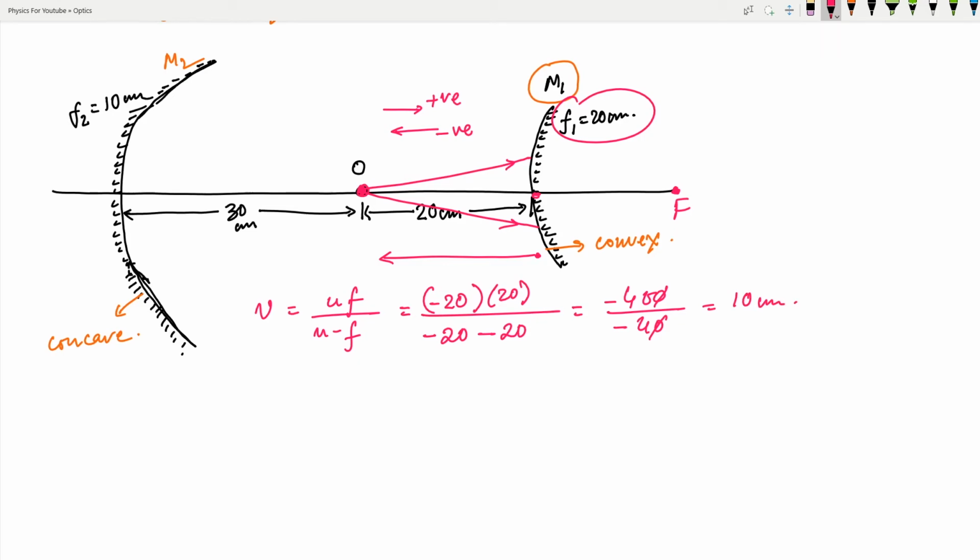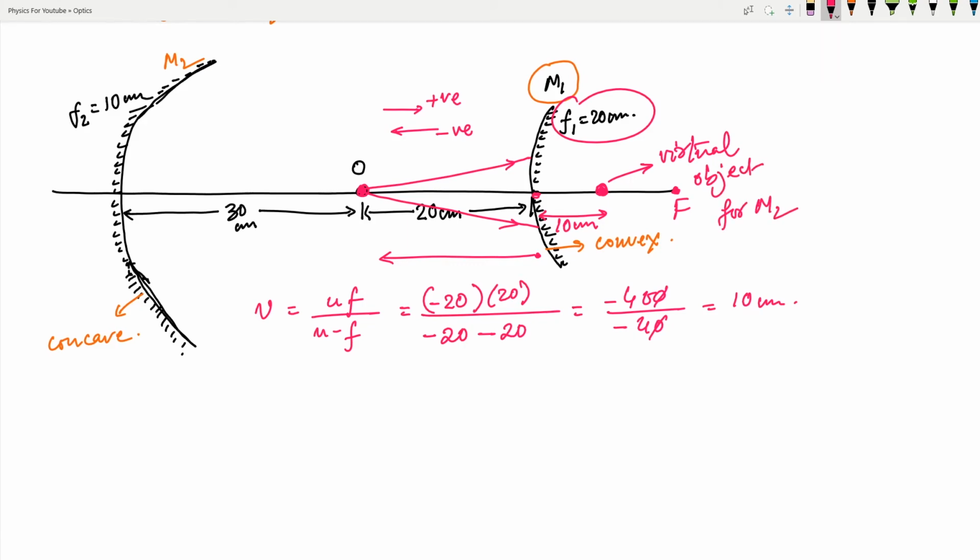So you can see that it is 10 centimeter but behind the mirror, in this direction, because it is positive. So the image will be formed somewhere here, 10 centimeter, this is our 10 centimeter. Okay, so this is our image. Now this image will act as a virtual object for mirror 2, understand the concept.